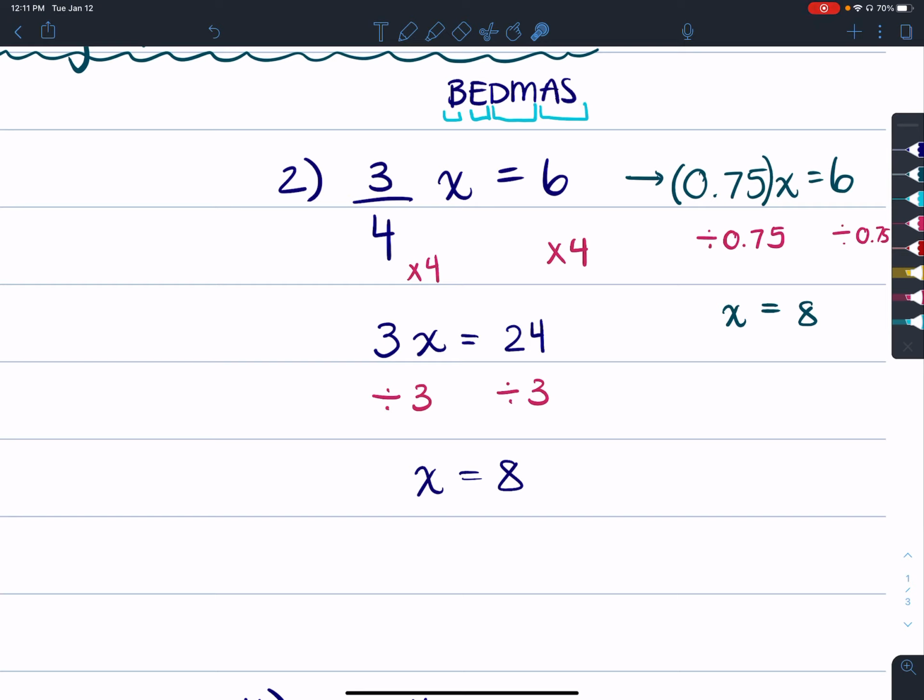So either dealing with the fraction, numerator and denominator one at a time, or changing it to a decimal if the fraction you have actually changes into a nice decimal. If you had something like 1 over 3 or 2 over 3, this would be kind of ugly to deal with, so I would suggest sticking with the fraction version.